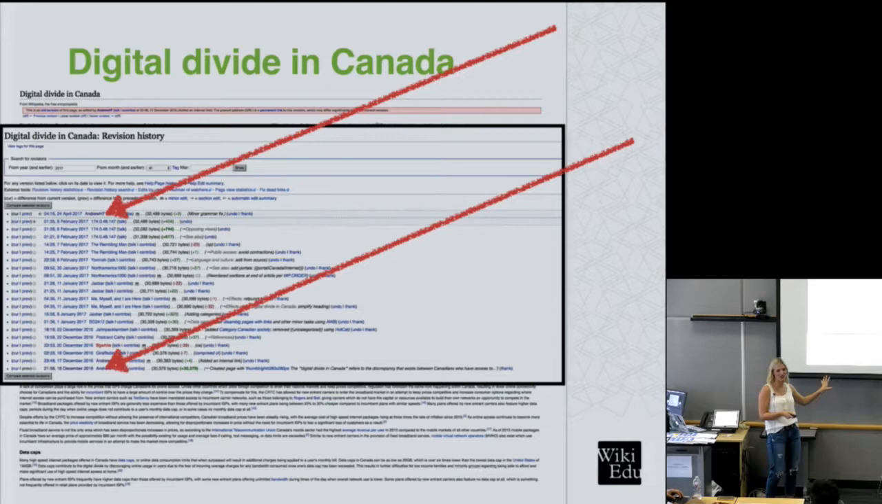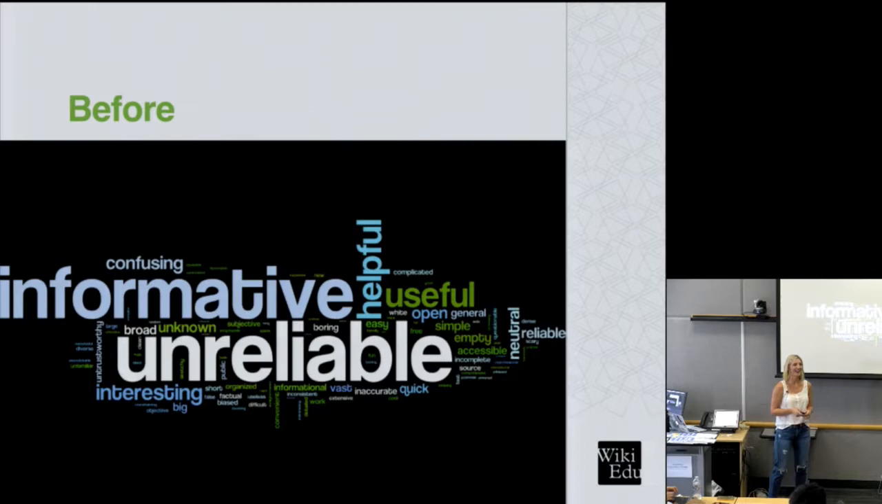So we asked students to give us three words that describe Wikipedia in the pre and post test for the Student Learning Outcomes Survey. And before this assignment, students said that Wikipedia was informative, but unreliable. It was helpful and useful, but also confusing. It was interesting. It was all these interesting words.